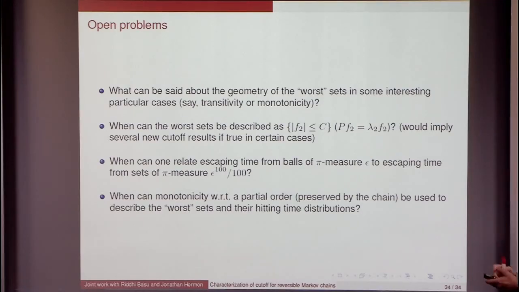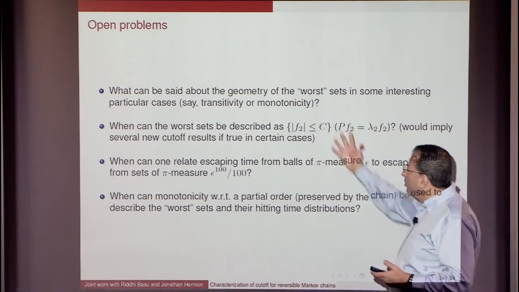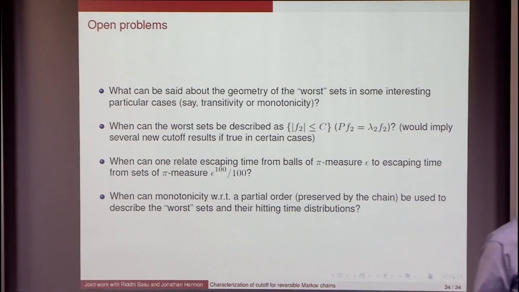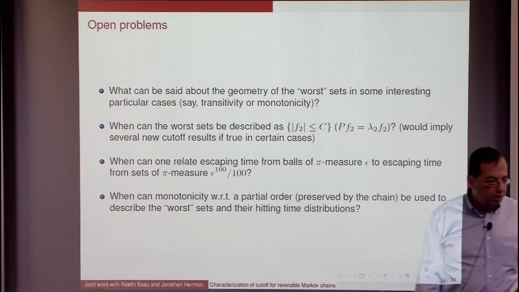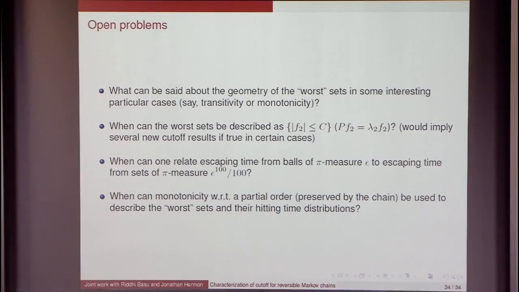And so this is the last slide. Here are some challenges. Can you understand what the worst sets to hit are in more general or other settings? For instance, when you have a partial order, are these sets monotone? We don't understand that. Are the hardest small sets to escape balls? Well, the answer is no, but is it roughly true? We don't know. Maybe under some strong assumptions on the chain, say a transitive graph.